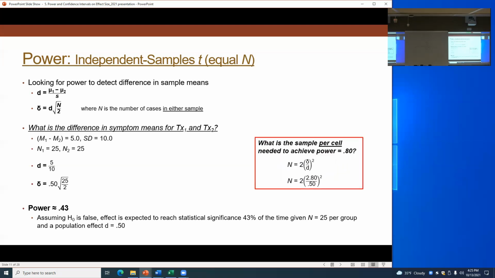And the same thing, if we want to know the sample per cell that we need to achieve power equals 0.8, we just reconfigure our formula here and solve for n, which is equal to 2 times sigma over d, squared. So we plug that in, n is equal to 2 times 2.80 over 0.5, squared. Did my sigma change for power 0.5 versus power 0.8? Nope, it's always going to be 2.8. That's just for a two-tailed test, the sigma value that corresponds to alpha 0.05.